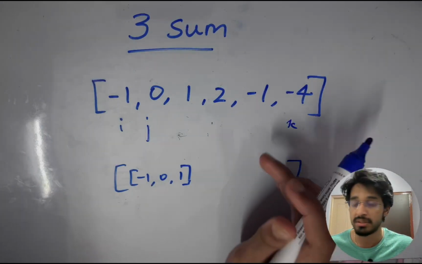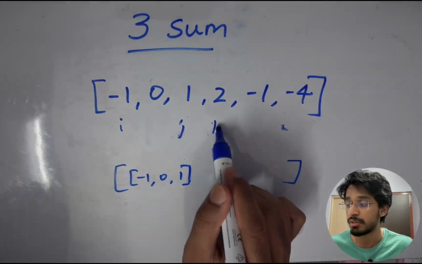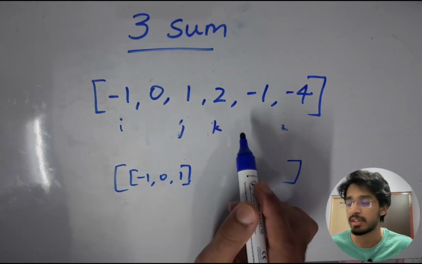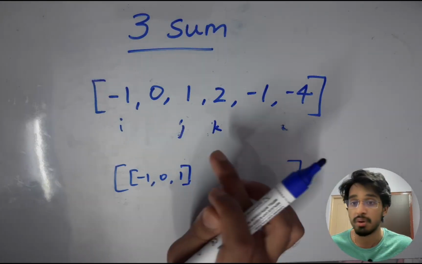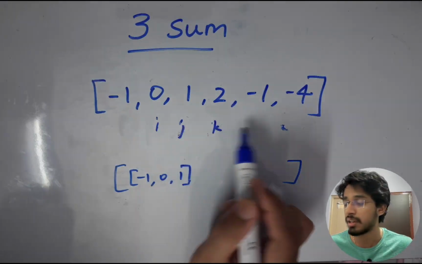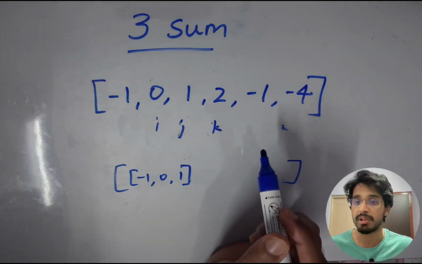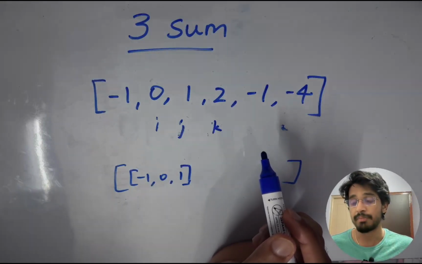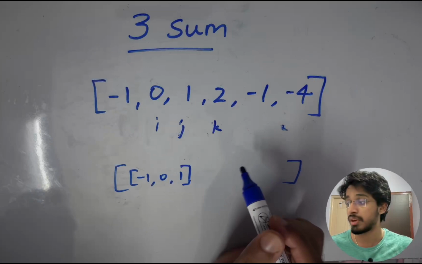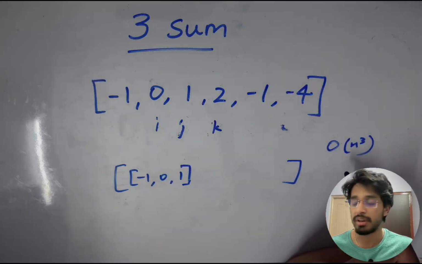Once k is out of range, we increment j and set k to the next value after j, and keep doing the same comparisons. Once j and k are also out of range, we increment i, set i, j and k, and keep doing this again and again. As I told, this is very terrible. So we want to come up with a better solution and reduce the time complexity, which currently is O of n cube. We need to avoid that and come up with a better solution.